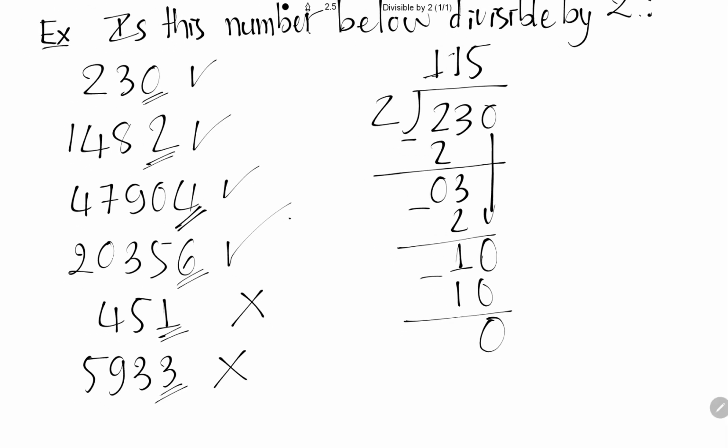Okay, now I get the remainder. Remainder is 0. Then 230 is divisible by 2.